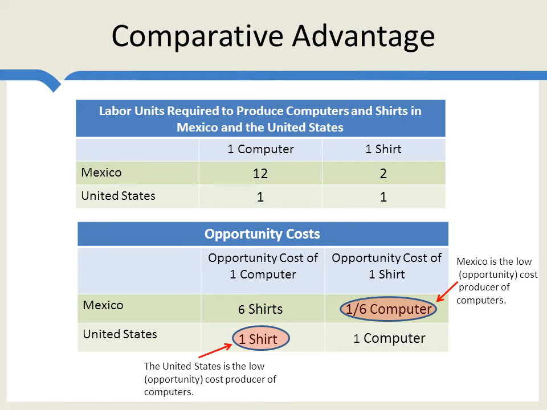So what we're learning here is that Mexico ought to specialize in shirts, because they're the low-cost producer of shirts. The United States ought to specialize more towards computers, because they're the low-cost producer of computers. Let's look in more detail.